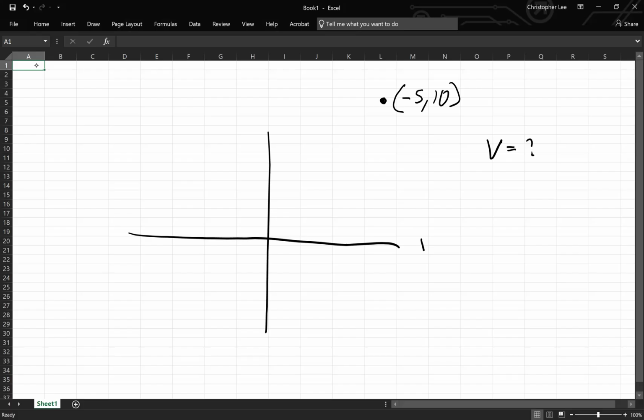So this is my x-axis, this is my y-axis. I'm going to plot this point. It's (-5, 10). So I come across 1, 2, 3, 4, 5. Then I go up 10: 1, 2, 3, 4, 5, 6, 7, 8, 9, 10. Right? So right here, here's the point. Now, this point is (-5, 10).